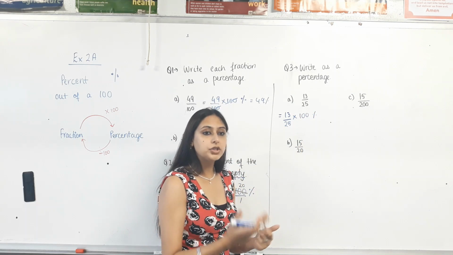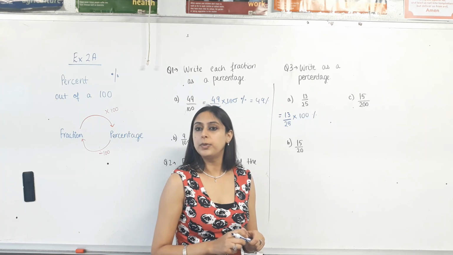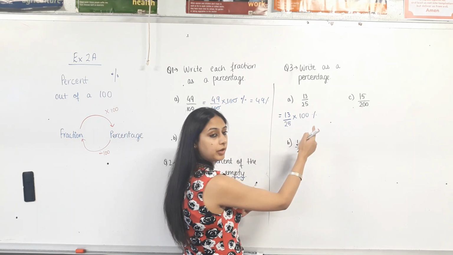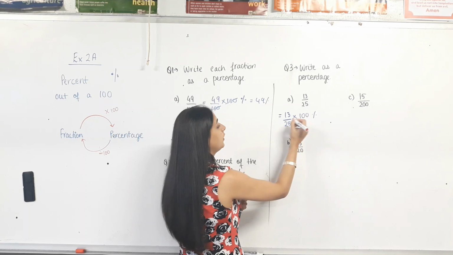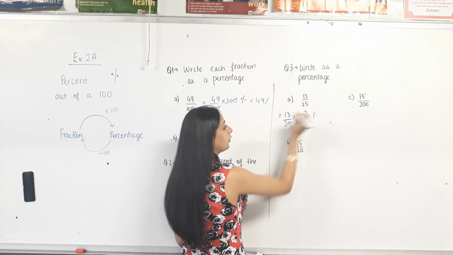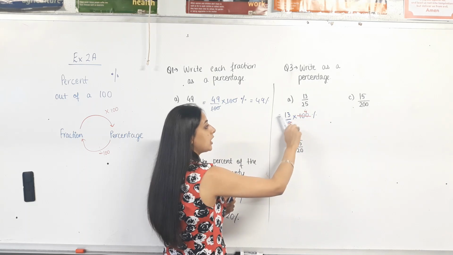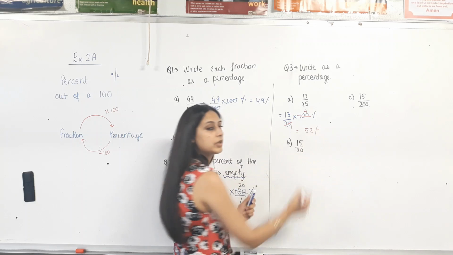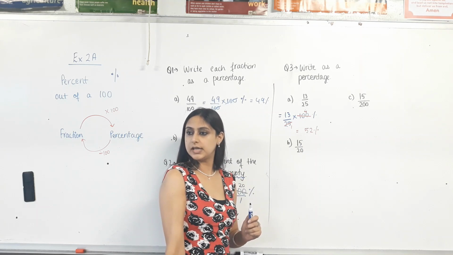Now, we need to find top and bottom that are divisible by the same number. So 25 and 100, they're both divisible by 25? Yeah. 25 divided by itself is 1, 100 divided by 25 is 4. Now, times the tops. 13 times 4? So it is 52%. Make sense?